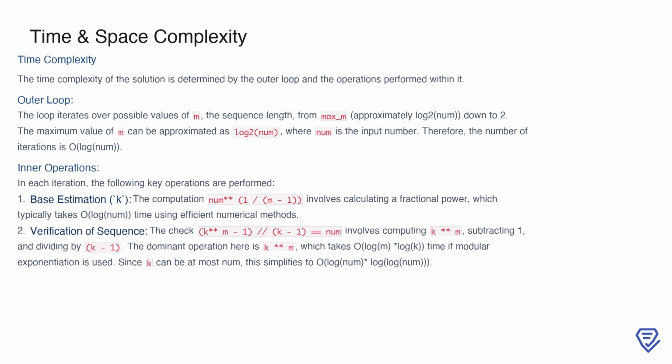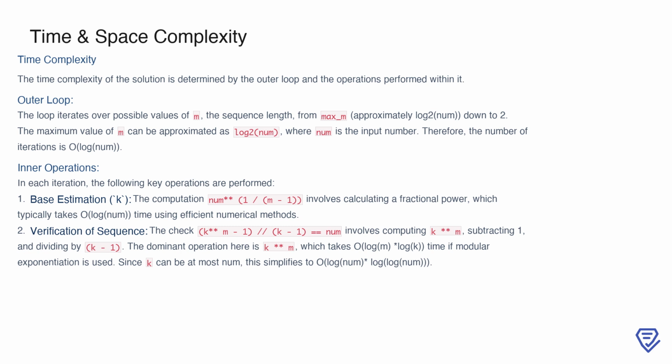In this problem, the time complexity is influenced primarily by the outer loop and the operations performed during each iteration. The outer loop explores potential sequence lengths, represented by m, starting from its maximum value, which is approximately log2(number), and decreasing down to 2. As a result, the outer loop executes O(log number) iterations. Within each iteration, two key operations dominate the runtime. First, the base estimation step calculates number raised to the power of 1/(m-1). This involves computing a fractional power, which can be performed in O(log number) time using efficient numerical algorithms.